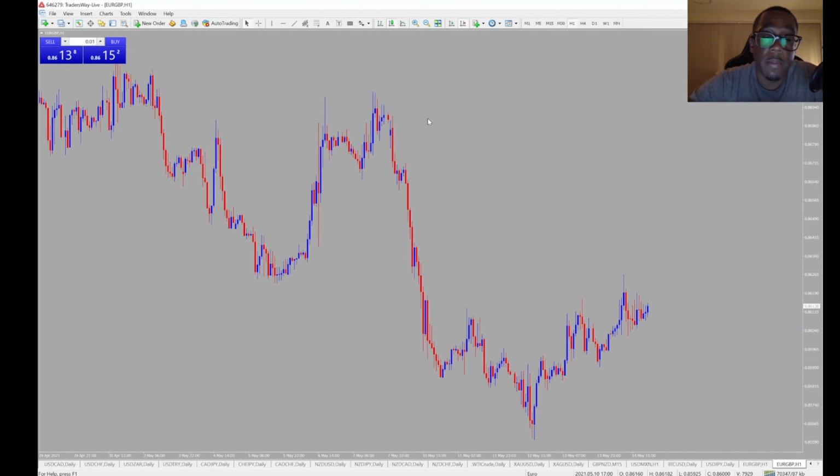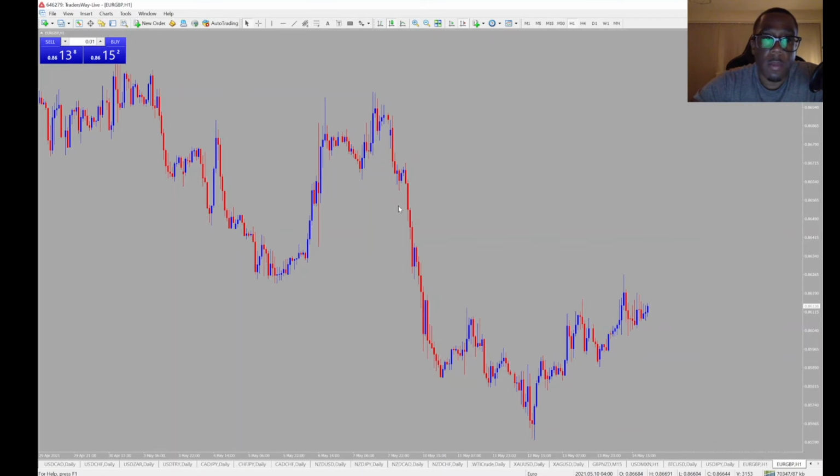But the aim is to get the amount of pips. It's all about the pip chasing. It's not about chasing the money. The money will come if you can control and gain the pips.